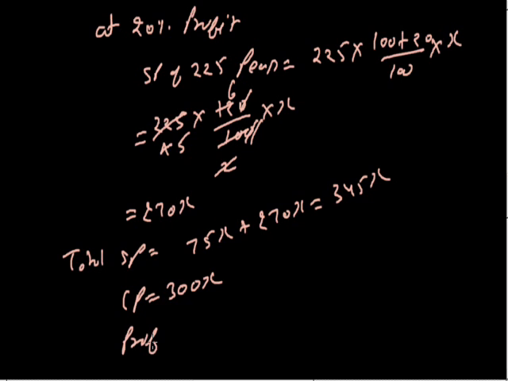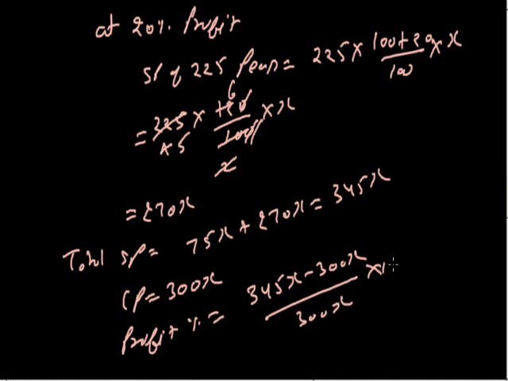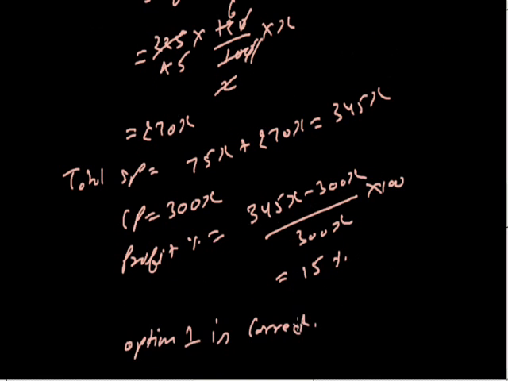So for the overall profit, as SP is greater than CP, definitely there is a profit, which equals SP minus CP upon CP into 100. And by solving this, we get the profit percentage as 15%. So option 1 is correct. Now we move to the next question, that is question number 56.